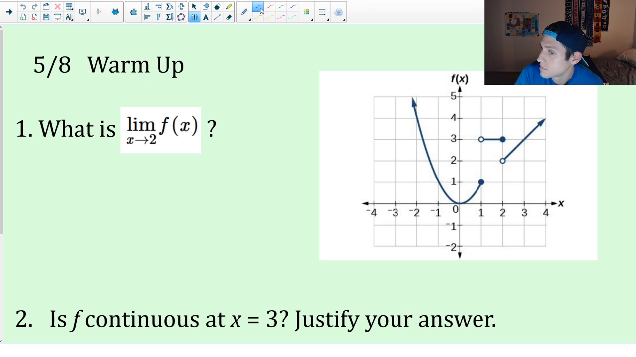Okay. Let's roll through this warm-up. So, number one, what is the limit as x approaches 2 of f of x? Well, this is just asking about the limit. It doesn't say the left-hand limit or the right-hand limit, right? Because there's not the little plus sign or minus sign here. But in order for the limit to exist, when we do the left-hand limit and the right-hand limit, we would get the same thing.